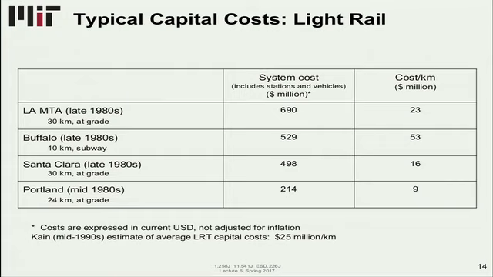Let's look at light rail now. LAMTA, 30 kilometers at grade, so not a long distance, but all at grade. 690 million. This includes stations and vehicles. That comes to 23 million per kilometer. So you can see that these costs are a lot lower. A lot of that has to do with it being at grade and also not being as complex of a system.